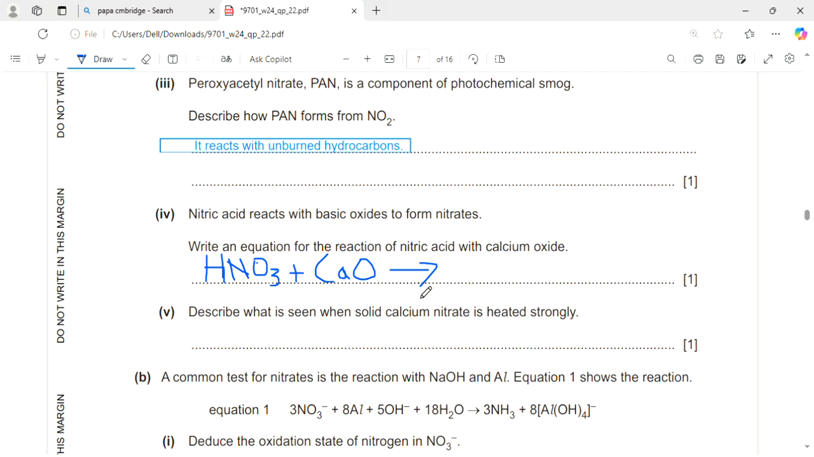What does it give to us? It must be calcium nitrate, one of the products. Ca(NO3)2. And what will we get? Another product is water.